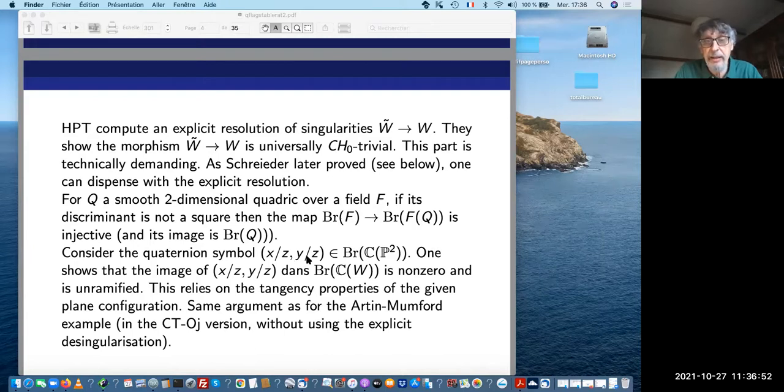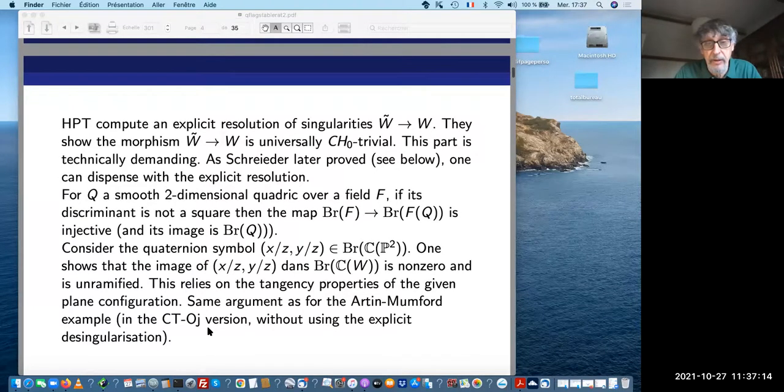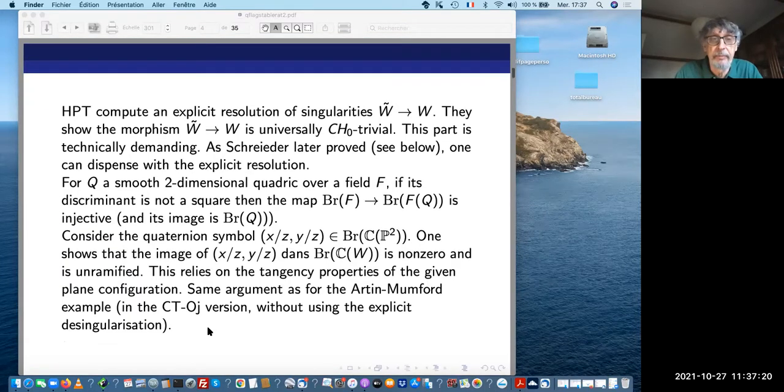So this class is still non-zero when we move it over to the function field of the fourfold. But then one shows that the image of this class is actually unramified in the function field of C of W. And of course, this has to do with the tangency properties of the configuration we were given, as usual. Same argument as in the Artin-Mumford example, or in the argument with Hassett-Tschinkel, the same type of argument. We don't have to use an explicit desingularization to prove this.